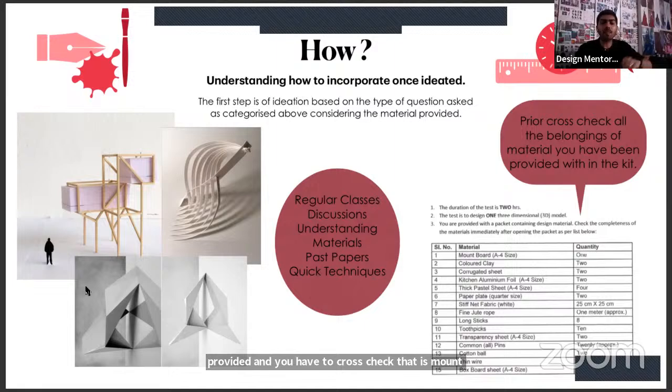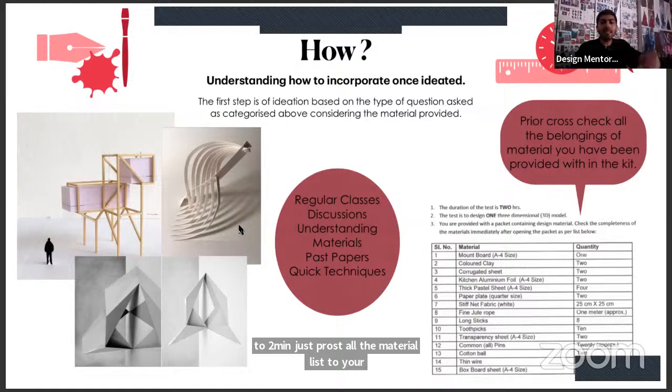Sometimes what happens that due to certain issues, you might get one or two, three things less. If you quickly start making it and then you get to know, it's too late. So beforehand, in the first 1 to 2 minutes, just cross check all the material list you are provided with. Then start ideating your concept.